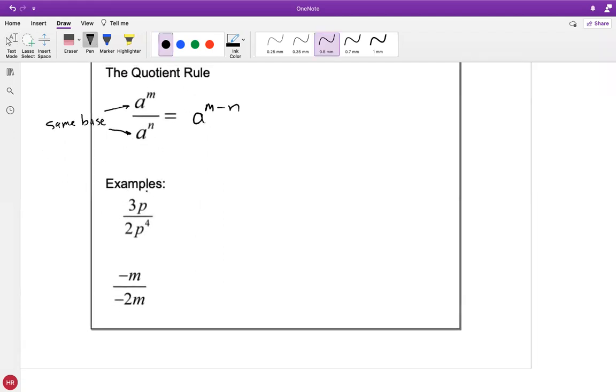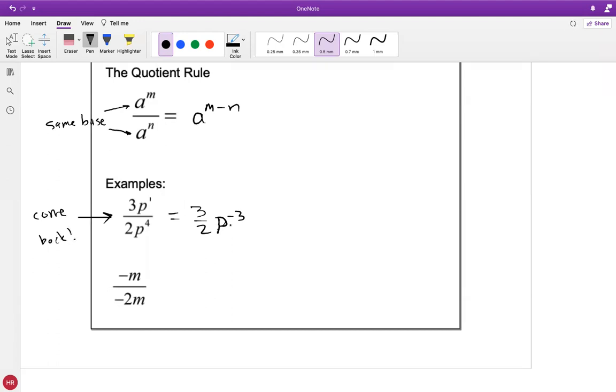And the same thing, if we have two numbers, we just divide the two numbers. So 3 divided by 2 is 3 halves. And then p divided by p to the fourth, well, p is p to the first. So it's 3 halves p to the negative 3. 1 minus 4 is negative 3. You may already know that there's a way to rewrite a negative exponent as a positive one. We're going to get to that in just a minute. I might actually come back to this example.